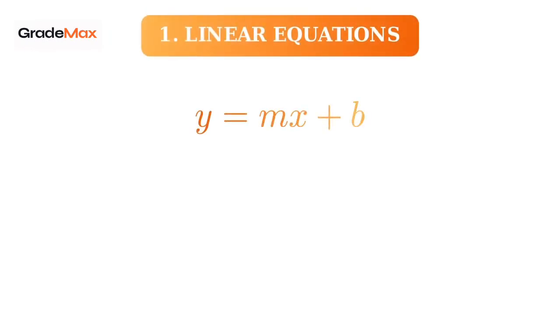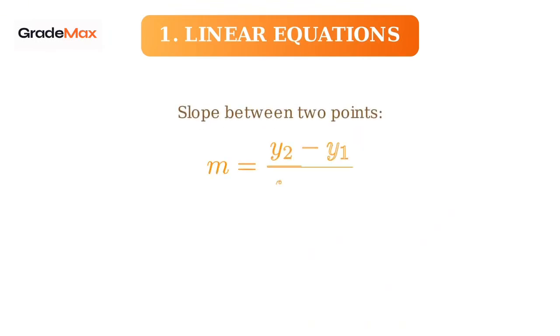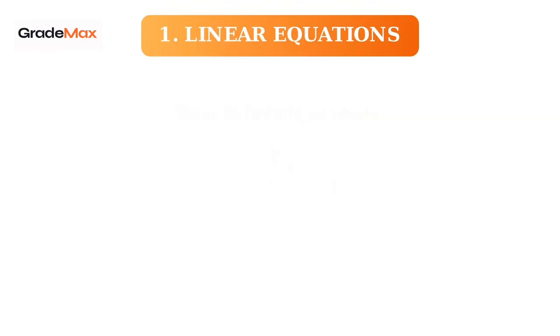Every linear equation lives in this form, which is y equals mx plus b, where m is the slope, or how steep the line is. b is the y-intercept, which means where it crosses the y-axis. To find the slope between 2 points, we use this equation, which is m equals y2 minus y1 over x2 minus x1, where (x1, y1) and (x2, y2) are 2 points on the line.